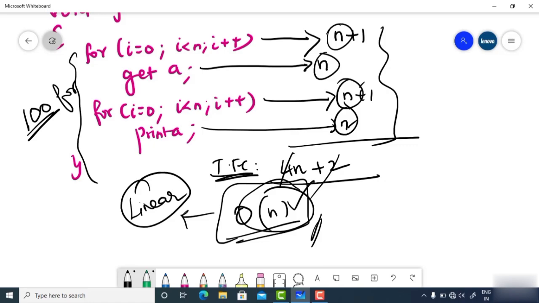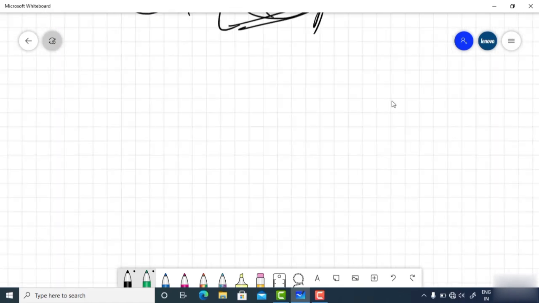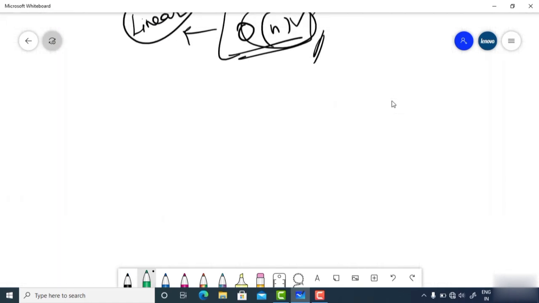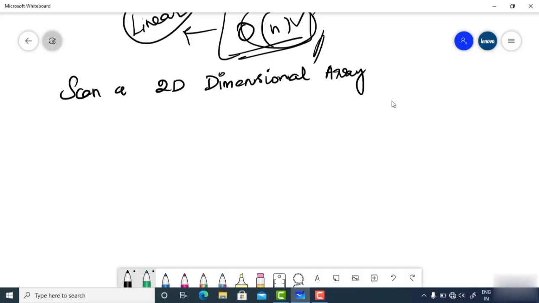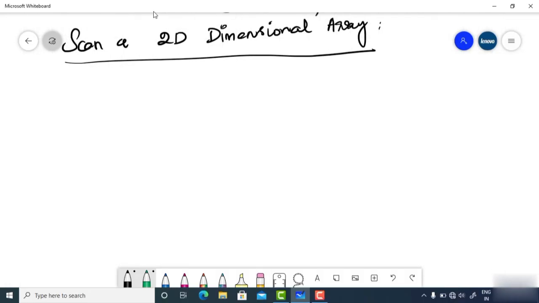I'll go for one more example. Let's say I just want to scan a two-dimensional array. This is a classical example, one of the classical examples to explain nested for loops. Two-dimensional array, how do we represent it? Let's say my array is A, so you have to represent it like this. A single element is represented like this, right?